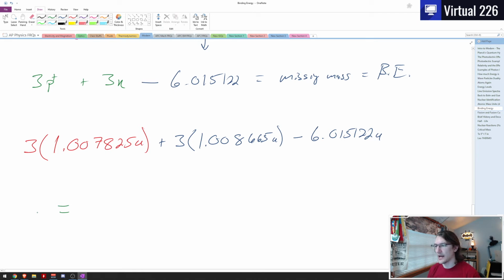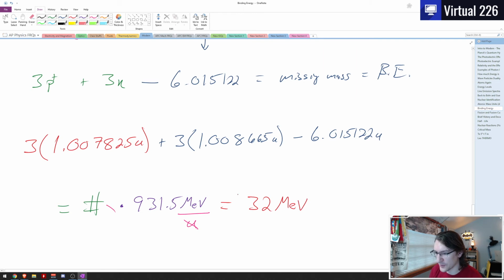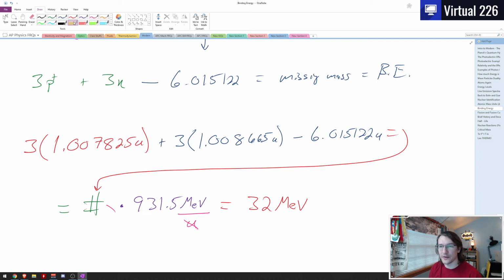When we put all those together, we get some number. And if we take this number and multiply it by 931.5 MeV per AMU, our AMUs will cancel out here. We'll get a value, and it turns out that the value we're looking for is approximately 32 mega electron volts. So doing this mathematics, taking this number and multiplying it by the 931.5 MeV should give you about 32 mega electron volts. And we got that unit of the MeV simply from the 931.5.